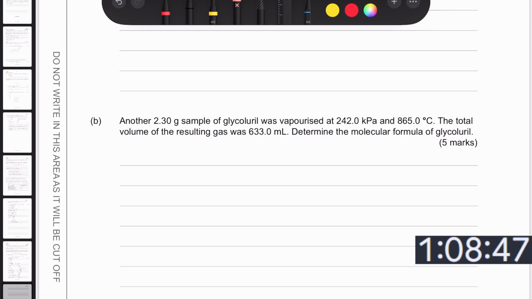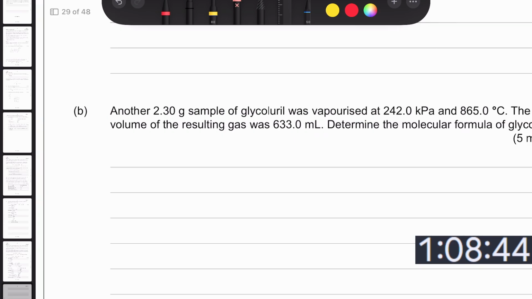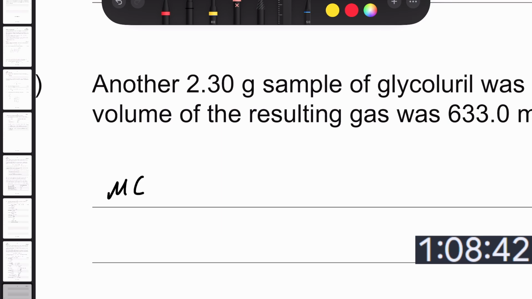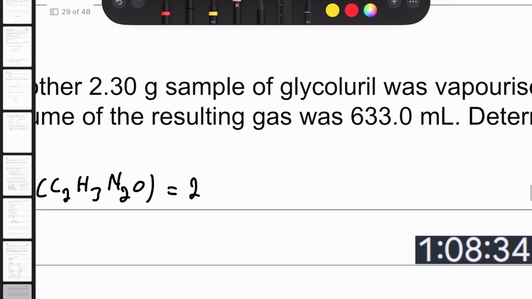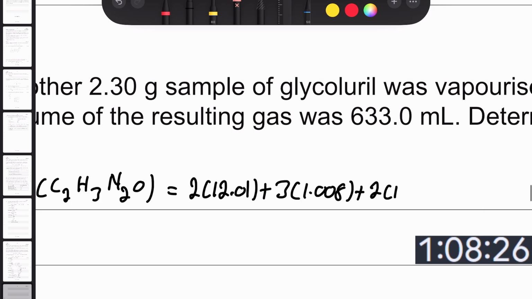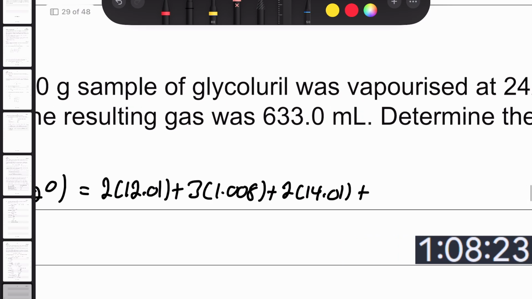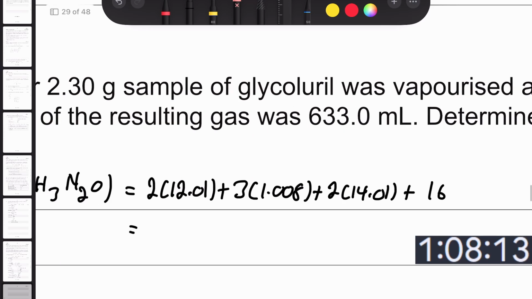Okay, another sample was vaporized, and the total volume was given. Determine the molecular formula of glycerol. So M of C2H3N2O is 2 times 12.01 plus 3 times 1.008 plus 2 times 14.01 plus 16, which is 71.064 grams per mole.